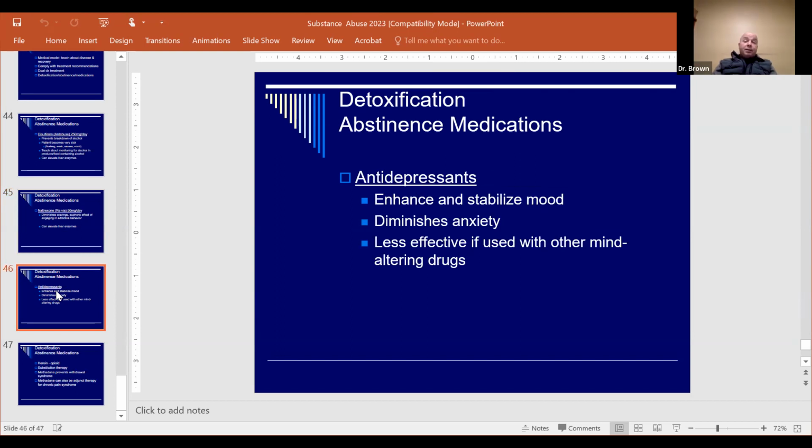Antidepressants can help stabilize the mood. So again, you have your SSRIs, you have your novel antidepressants, okay? And it's really important to bring the anxiety down, because if your anxiety is down, you might have fewer cravings for wanting to use any drugs.